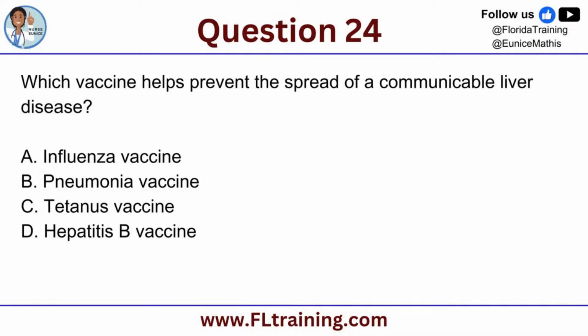All right, here we go. Question 24. Which vaccine helps prevent the spread of communicable liver disease? A, influenza vaccine. B, pneumonia vaccine. C, tetanus vaccine. Or D, hepatitis B vaccine.